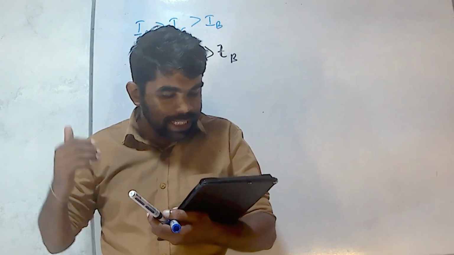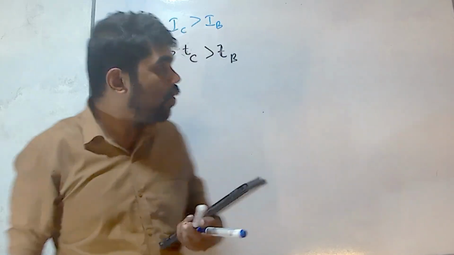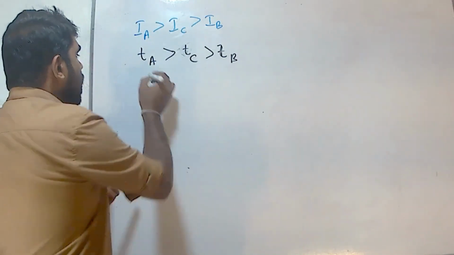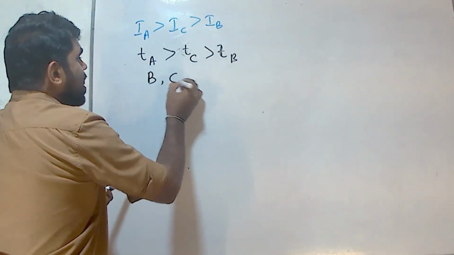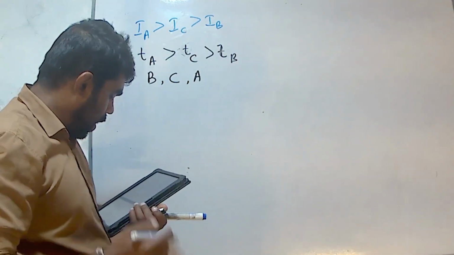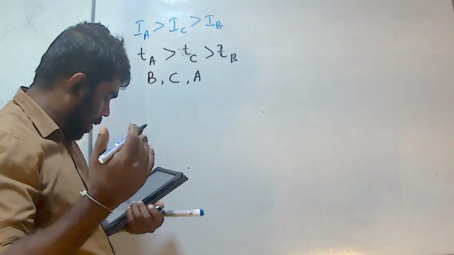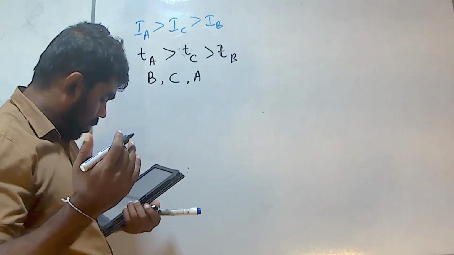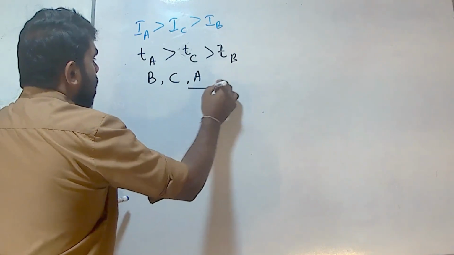Now we have to get first, second and third respectively. Therefore B is coming first, C is second, and A is the last one. Then BCA, the answer is option 2 for question number 12.